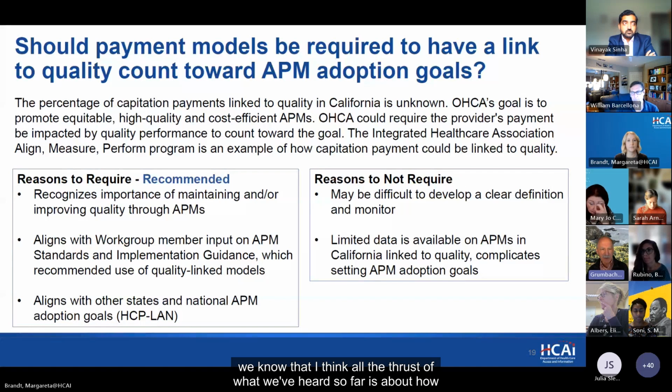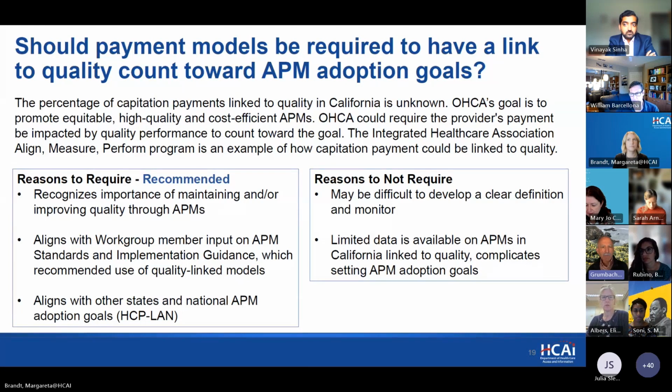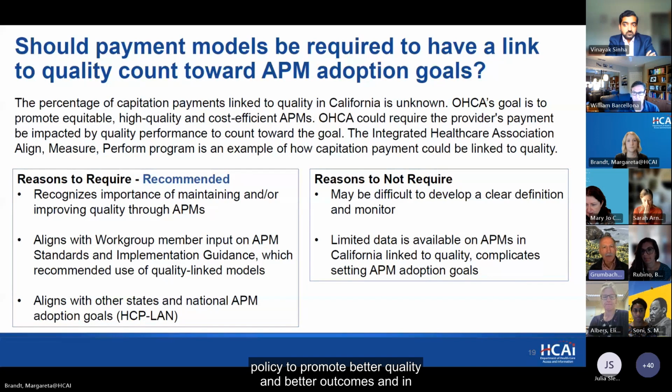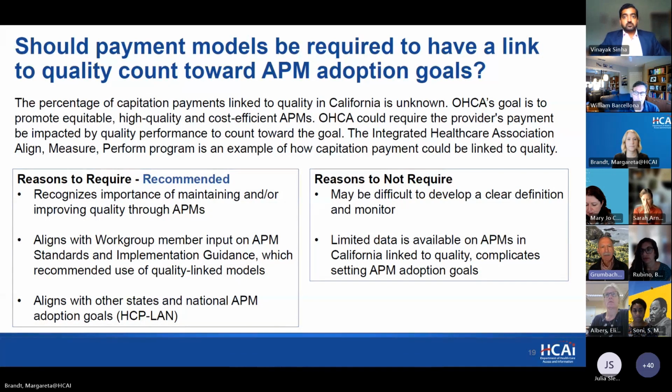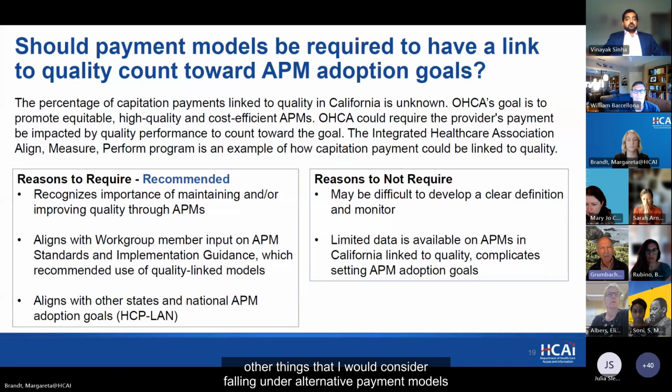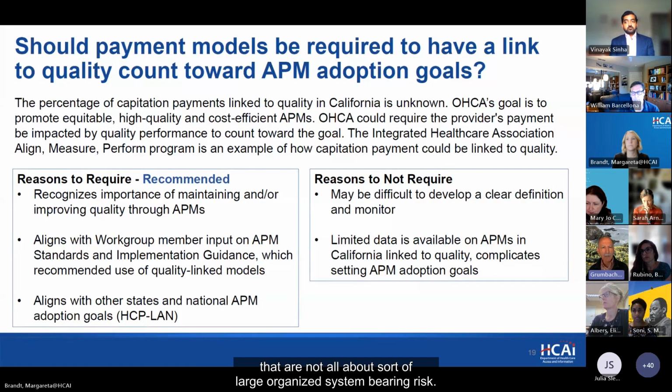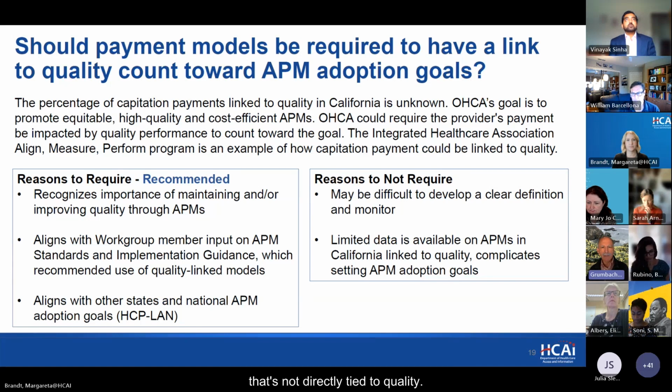I mean, we know that all the thrust of what we've heard so far is about how supporting primary care in and of itself is a huge policy to promote better quality and better outcomes. And a base capitation of primary care should not, in my mind, be linked to quality performance. You could have other sorts of quality performance, or quality as an entry criteria to see who's eligible for that. So I think we have to be a little careful about keeping in mind there's some other things that I would consider falling under alternative payment models that are not all about large organized systems bearing risk. So I would not want to say we wouldn't have standards that would include endorsing something like a direct capitation payment to primary care that's not directly tied to quality.